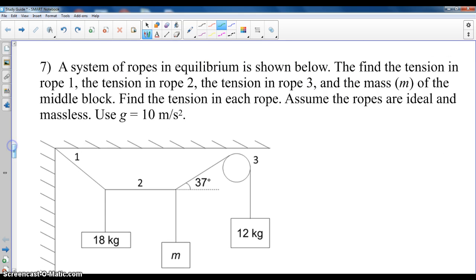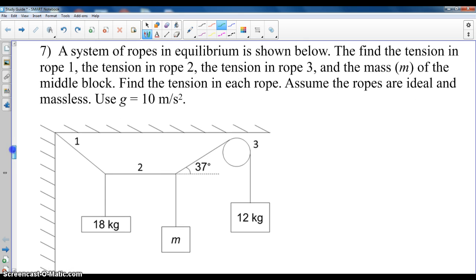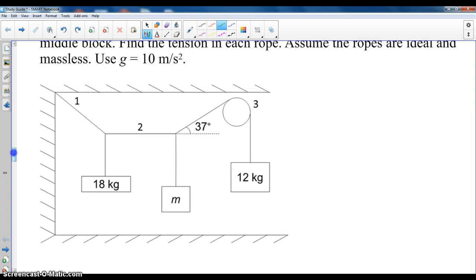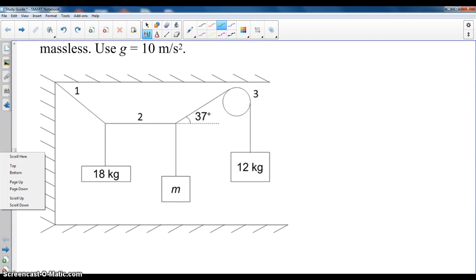Next, a system of ropes is in equilibrium. It's shown below. Find the tension in rope 1, in rope 2, rope 3, and the mass of the middle block. So, in other words, find the tension in each rope. Assume they are ideal and massless. Use G equals 10. Step 1, draw all the forces.